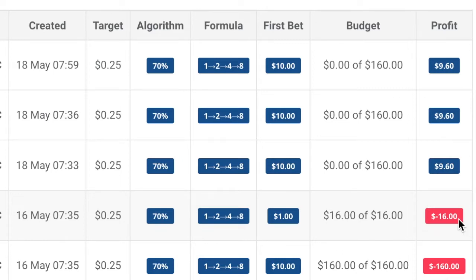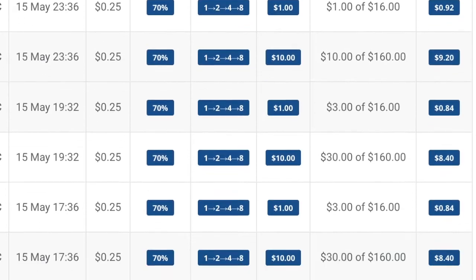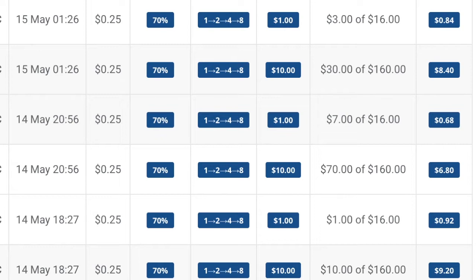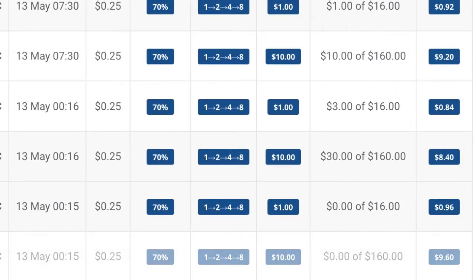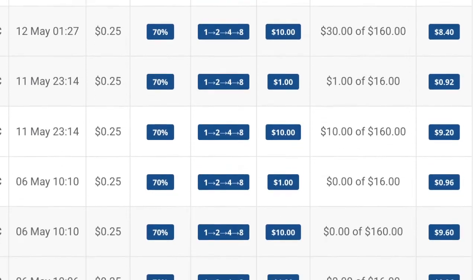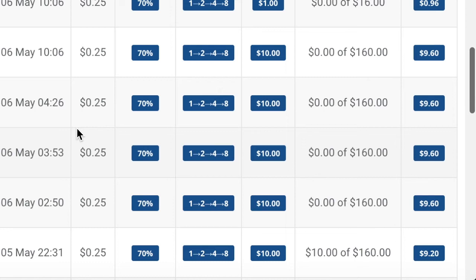But prior to losing this money, I wanted to show you all the winning trades that I had. So if I go all the way down, we're going to load a few screens here until I started this robot. So let's load one more, load the third screen, and then we'll go on to the fourth screen. So here we are on the fourth screen. So I started this robot on the 5th of May, 22:31.